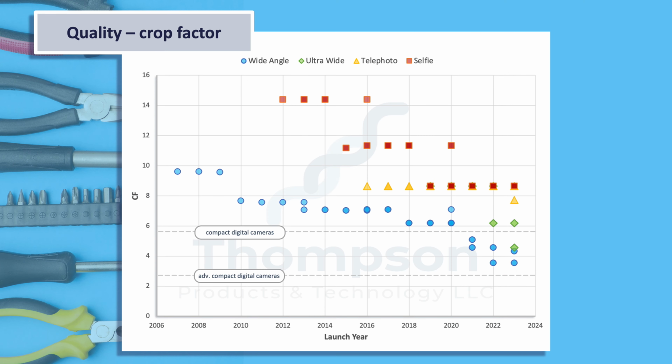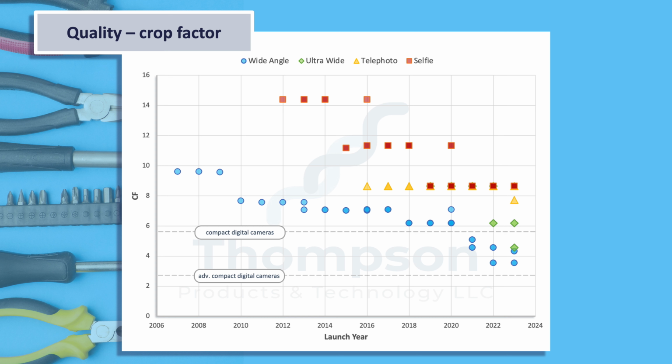Moving to some charts, we see how the 4 different iPhone camera sensors have progressed over the last 16 years. Looking at the wide-angle camera, the blue circles on this chart, this camera, which has been present on the iPhone since its inception, has steadily increased in sensor size, reducing crop factor, with some acceleration in improvement rate since the Pro Max models were introduced in 2018. This has pushed the iPhone ahead of compact digital cameras and is approaching the quality of more advanced compact digital cameras. As for the other cameras on the iPhone, the front-facing selfie camera, the red squares on this chart, has improved significantly since it was first introduced in 2012.